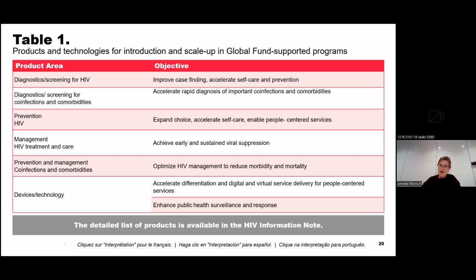I would also like to highlight that the products presented in this table, and you will see in the presentation and of course in the information note a much more detailed table, this is just a high-level summary. But these products that are presented in this table add to the range of already existing proven effective products, such as condoms, that the Global Fund, of course, will continue to support. Next slide, please.